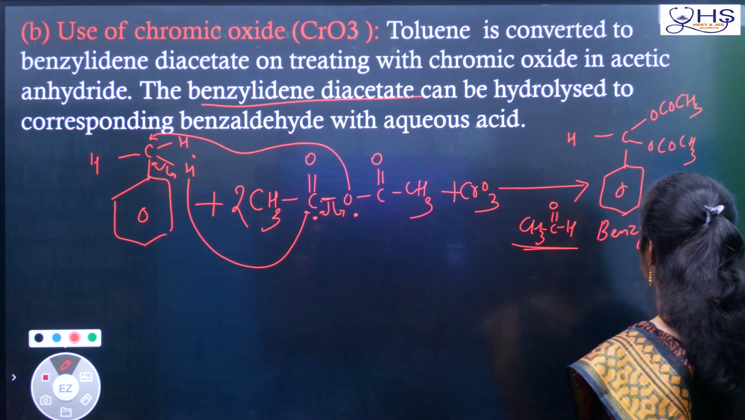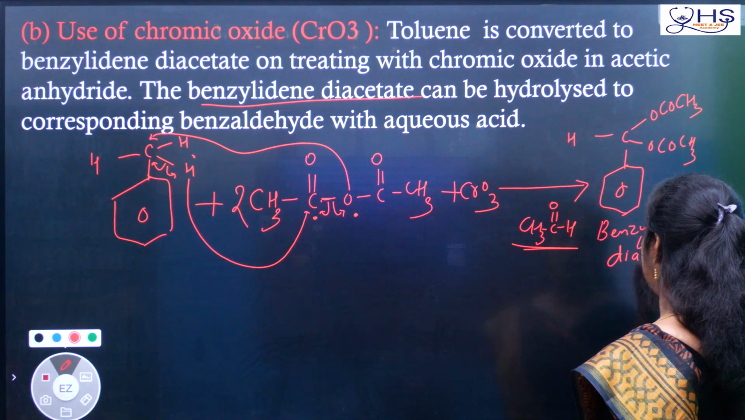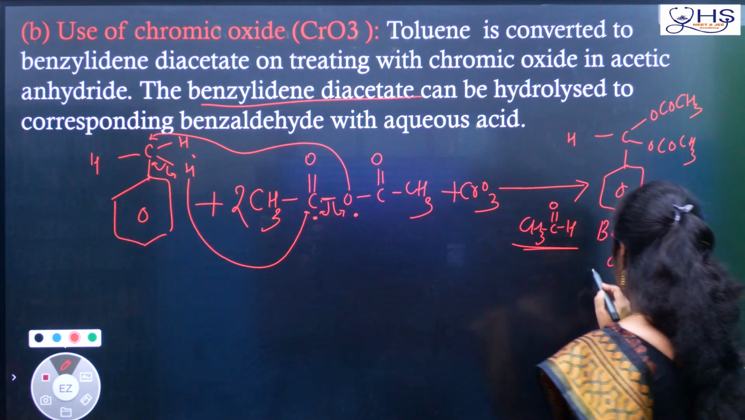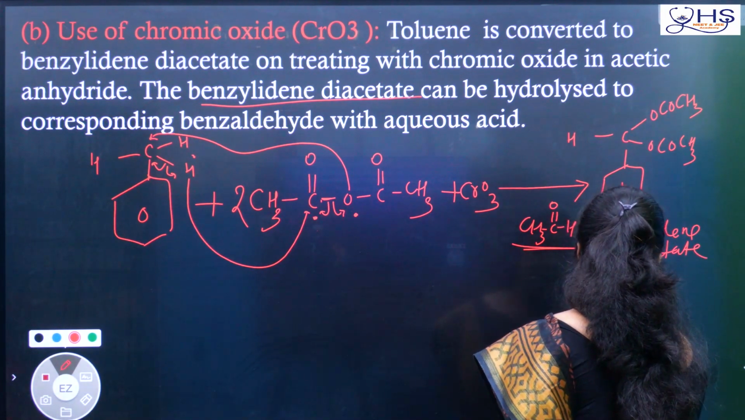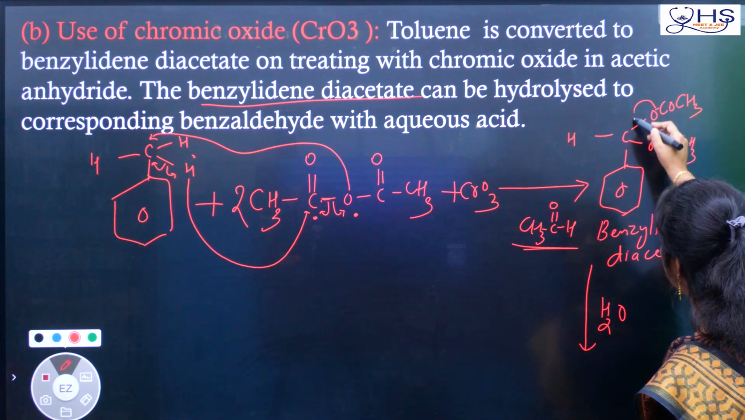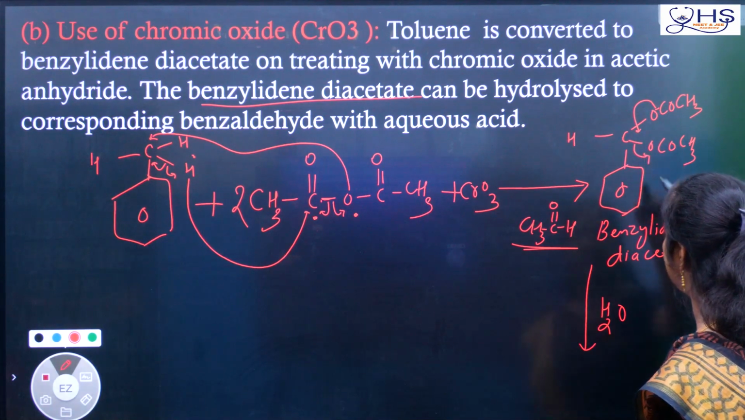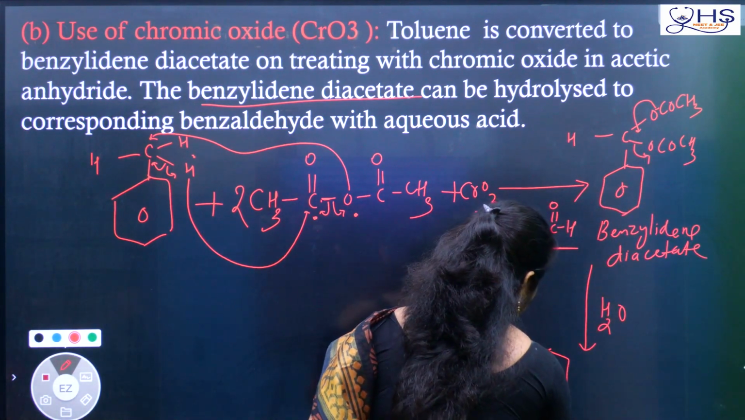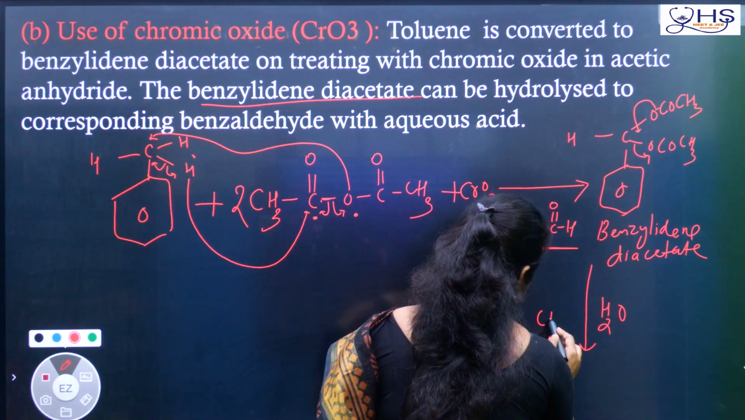Benzylidene diacetate. Now, which on hydrolysis? Again same thing. Hydrolysis means what? Water. And like previously you do the same thing here. This bonded electron I am shifting over here. This I am shifting over here. So what you are going to get is benzaldehyde.